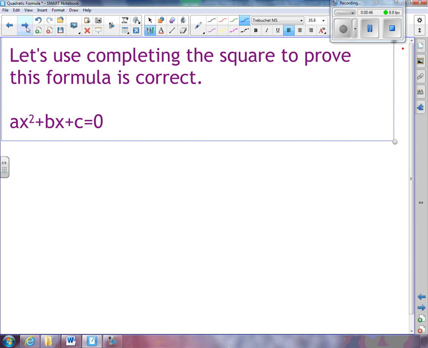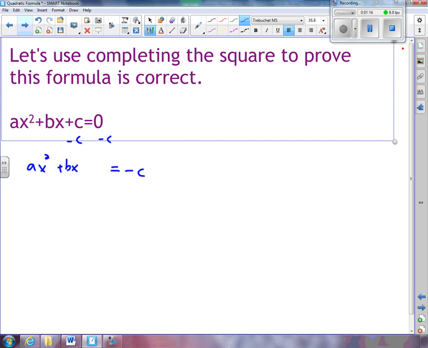So here, in order to show this, we're going to start with just a basic quadratic equation. Ax squared plus bx plus c. And now we're going to just try to solve this equation for x by completing the square. The first step in completing the square is to get the constant term to the other side. So we're going to subtract c from both sides. Then I'm going to get ax squared plus bx equals negative c.